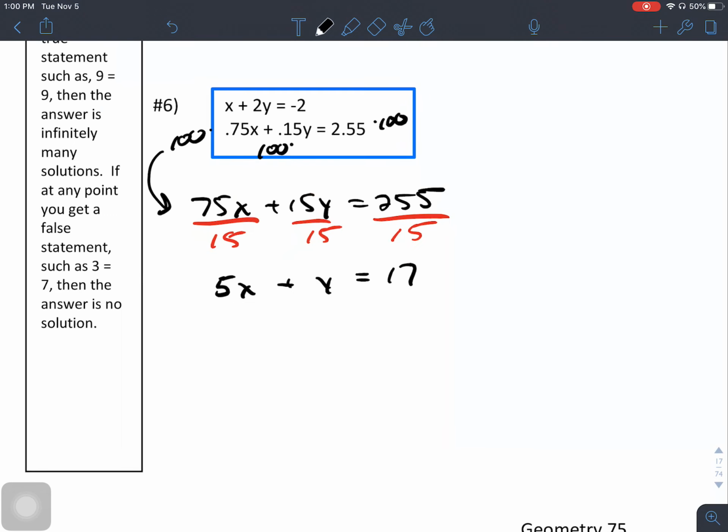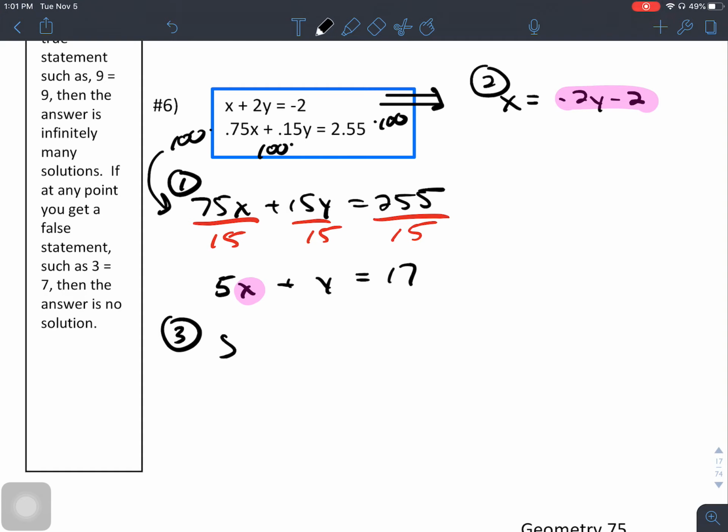So once again, the great thing about algebra is if you know algebra rules, you can do lots of different things, and you can do things in lots of different ways. I'm going to take this top equation. I'm going to get x by itself. It's going to be x equals negative 2y minus 2. Then I'm going to substitute this in for this x here. So we did this first, I did this second, doing this third. That's going to be 5 times negative 2y minus 2 plus y equals 17.